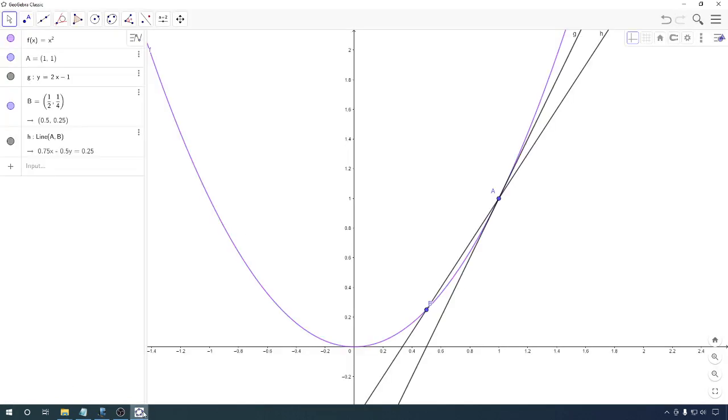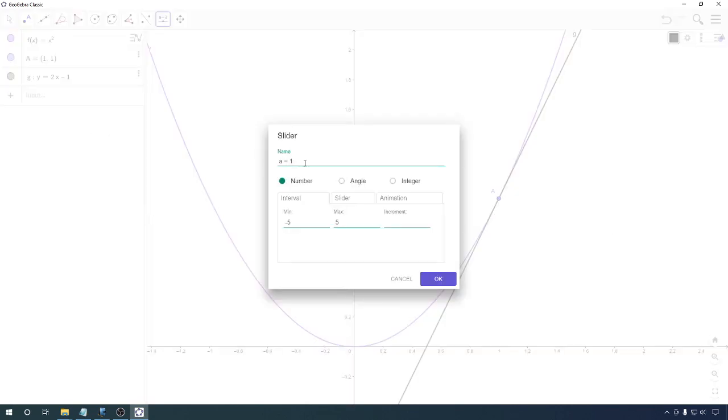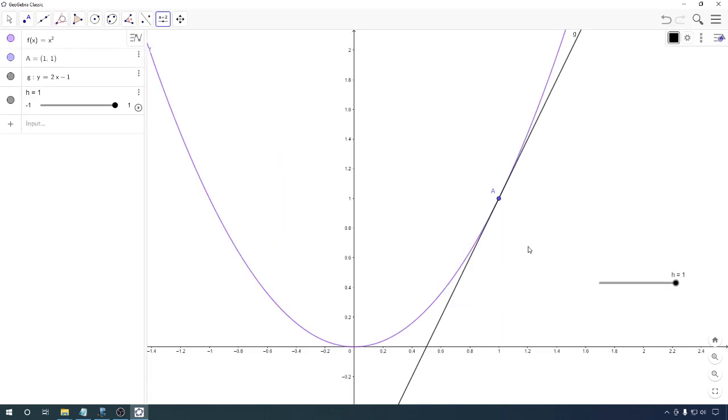Let's go back to our picture here, and now I'm actually going to go ahead and get rid of b. I don't really need it now. And what I'm going to do instead is make what we call a slider. I'm going to go ahead and call this h, and allow it to vary between -1 and 1. I'm going to give it a small increment so it can actually show me a lot of values.